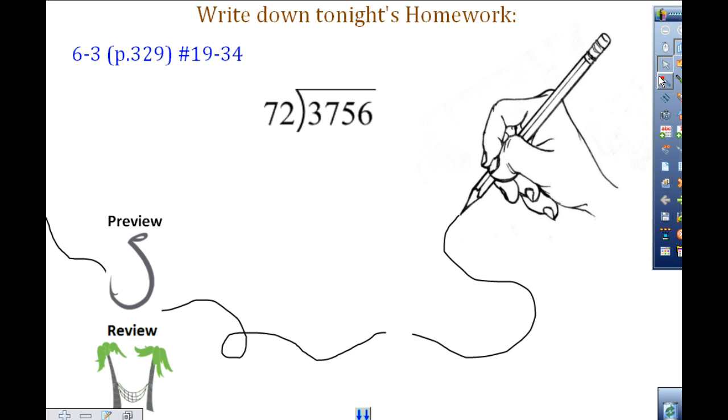Let's take a minute to remember. Write that down. Can you remember how to do long division? Okay, just ring a bell. So how many times? 72 times what equals 3,756? Is another way of looking at it.